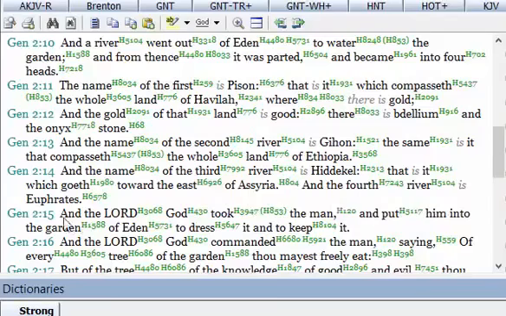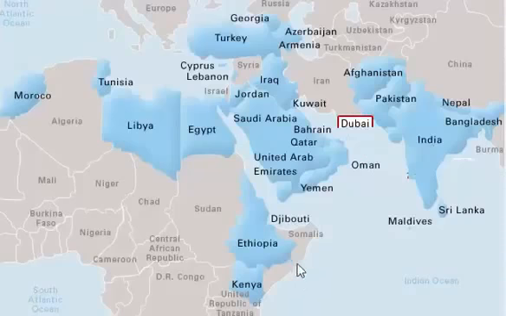And the fourth river is Euphrates, which today is still called Euphrates. And the reason why the Lord left it that way, or in that name, is because the Lord had a purpose to leave it that way, so that we can have certain hints today of what to look for. Now we go back to the map.